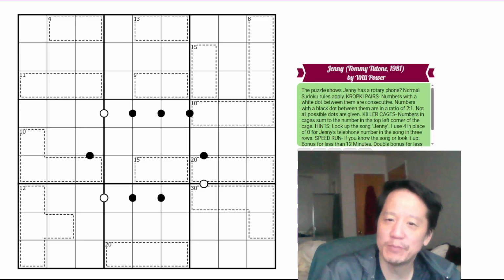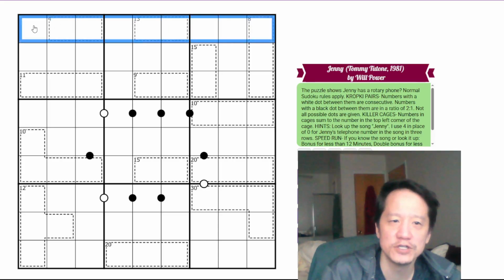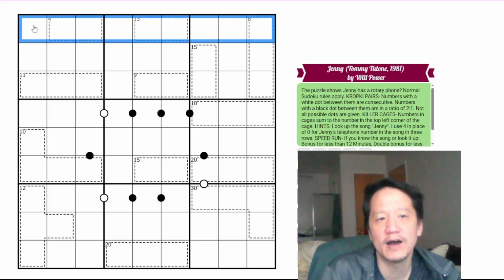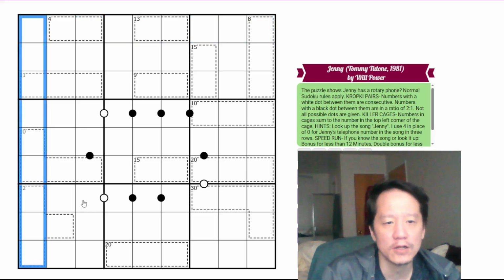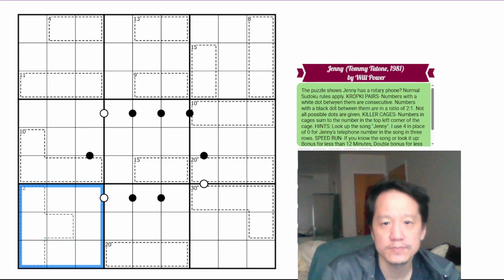Here are the rules. The puzzle shows Jenny has a rotary phone. Normal Sudoku rules apply, which means fill the entire grid with the digits 1 through 9 without repeats in any row, column, or box. We have also Kropki pairs, where numbers with a white dot between them are consecutive, and numbers with a black dot in between them are in a ratio of 2 to 1, and not all possible dots are given.